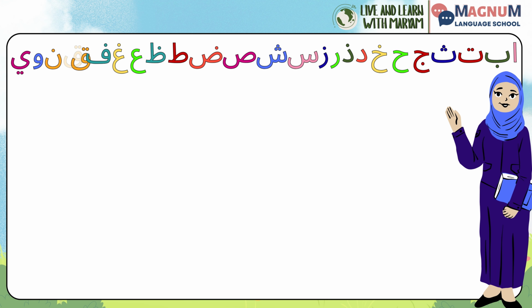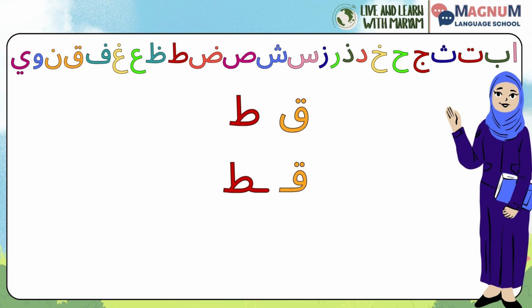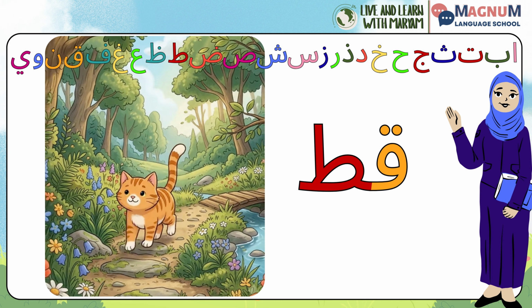And now let's pick qaaf and thaa. Qaaf is in the beginning, taking the leader position, looking like a small circle with its two dots on top. Thaa is at the end, will take the finisher position with its intact loop and the tall stick. The word after joining looks like this. This word is qit. Qit means cat.